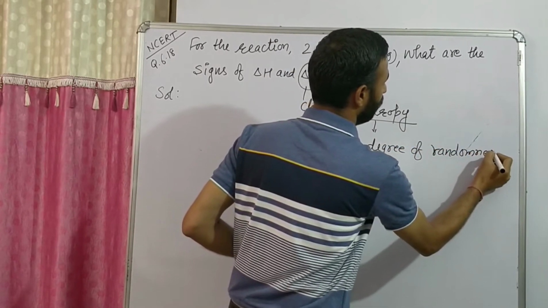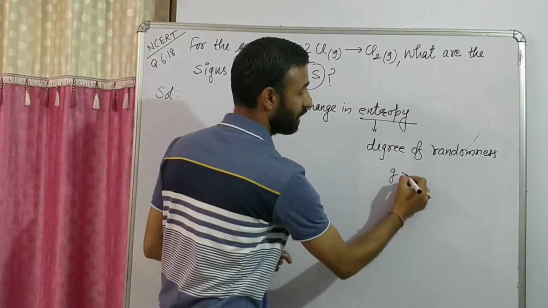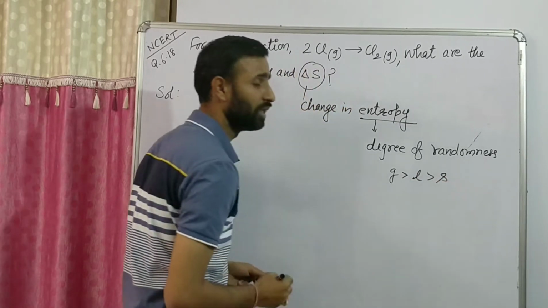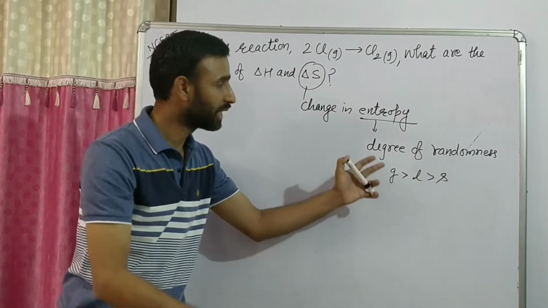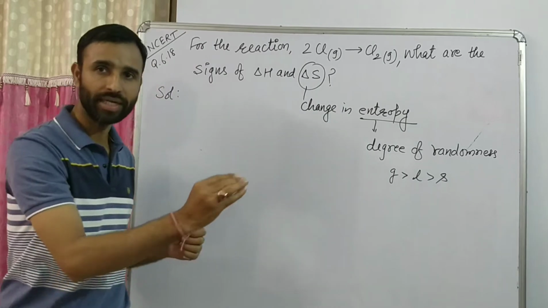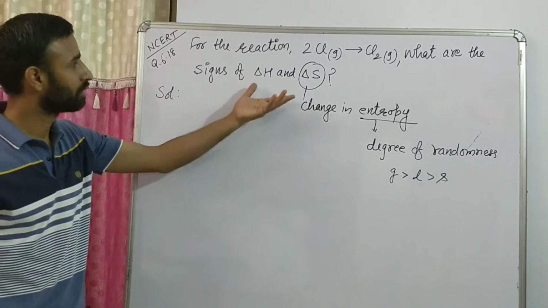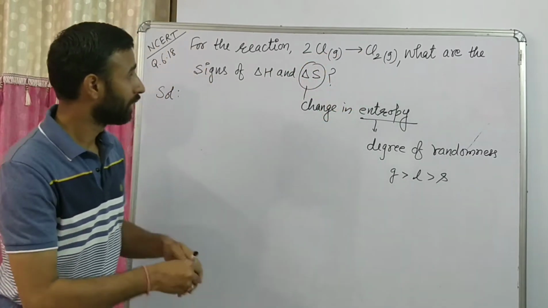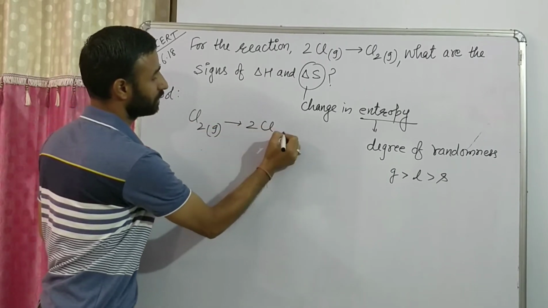Now, randomness of gas is more than liquid, which in turn is more than solid. So in any reaction, if the number of gaseous moles is increasing, delta S is increasing. And increase in delta S means positive, and decrease in delta S is negative. Now come to this question. 2Cl gas to Cl2 gas. If we see this question, Cl2 gas to 2Cl gas, what is this?